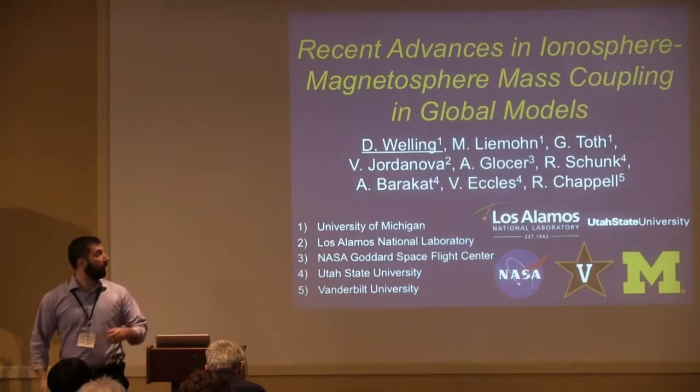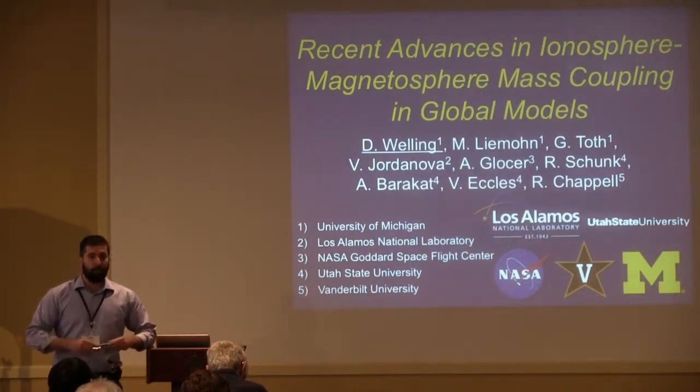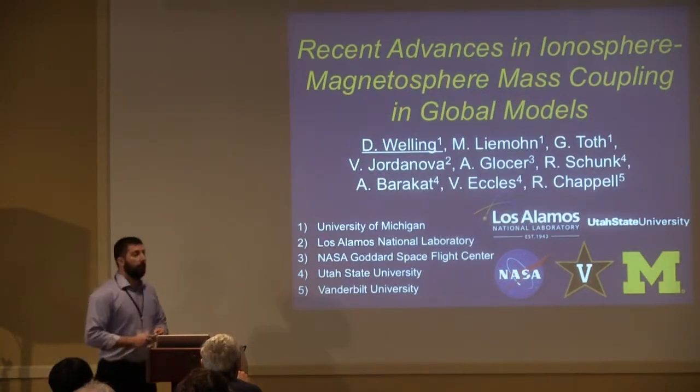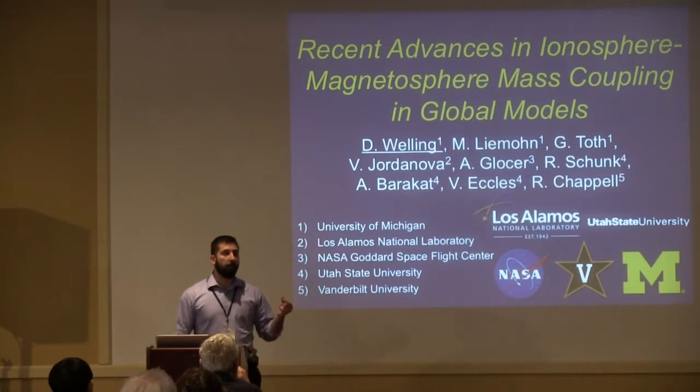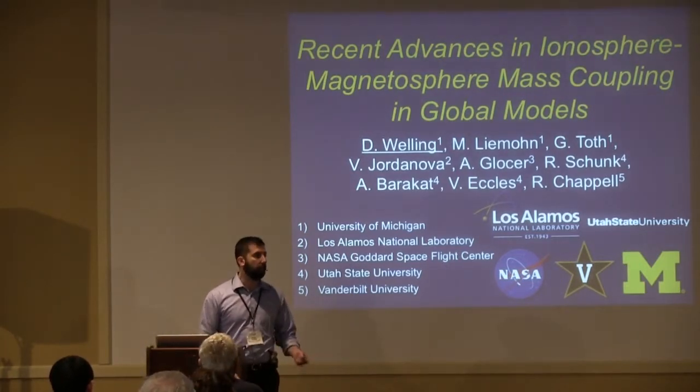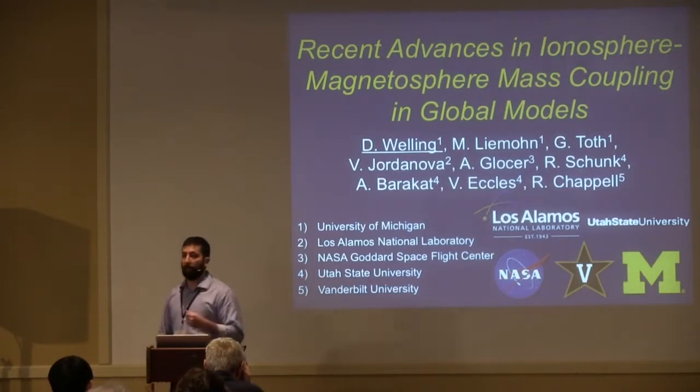Okay, so now we're going to get back in our time machine and go back to the future, which is what I want to talk about. We've been doing a lot of work at Michigan to advance our codes so we can better study the mass coupling relationship between the ionosphere and the magnetosphere. And there are two advancements I want to talk about today.